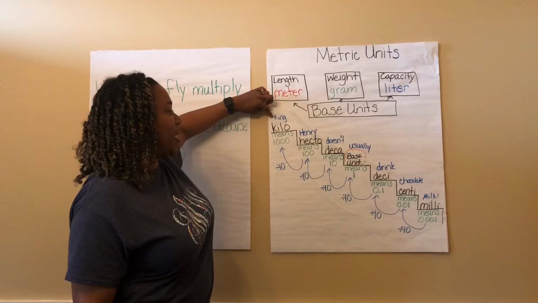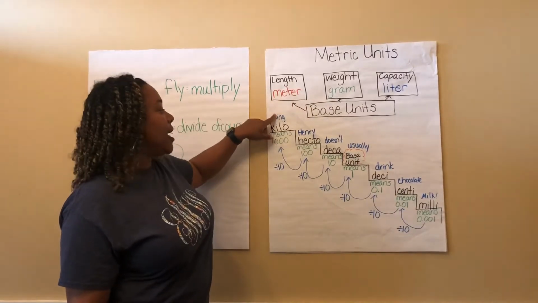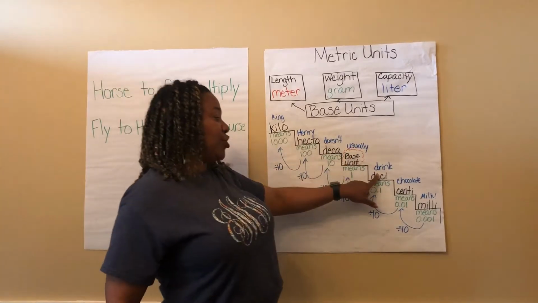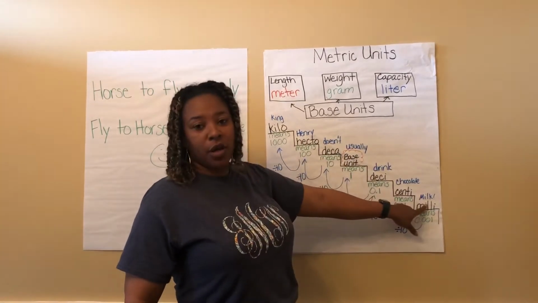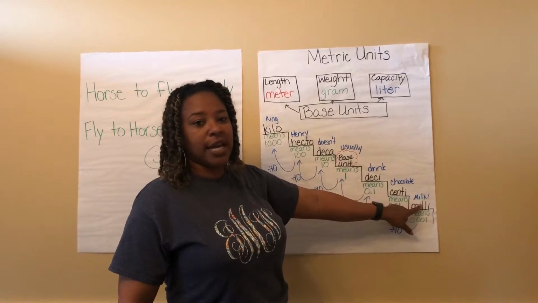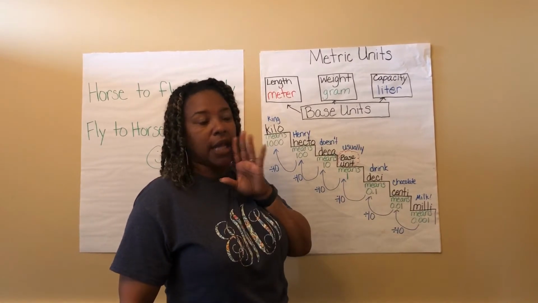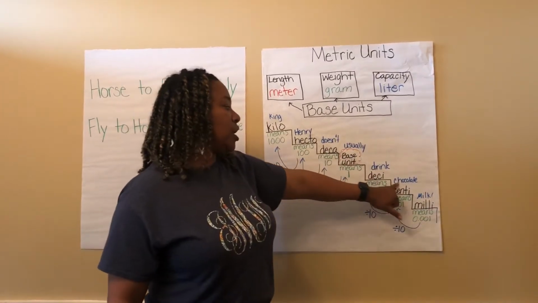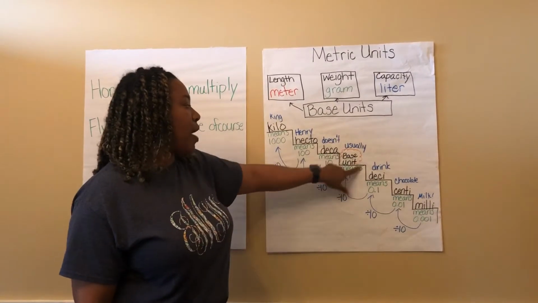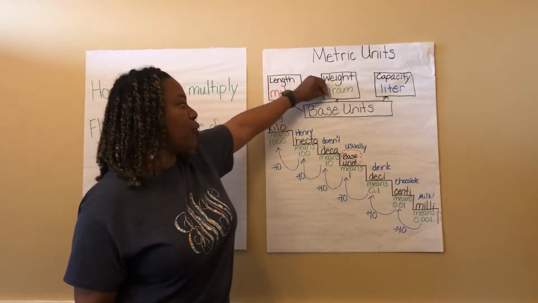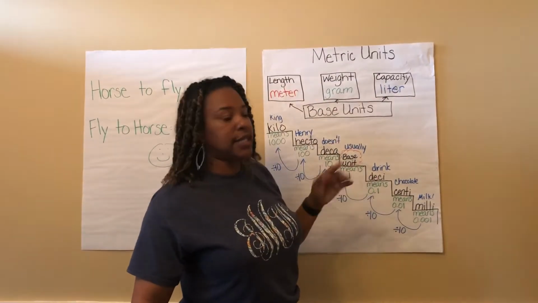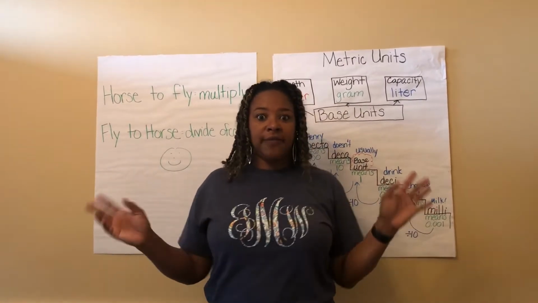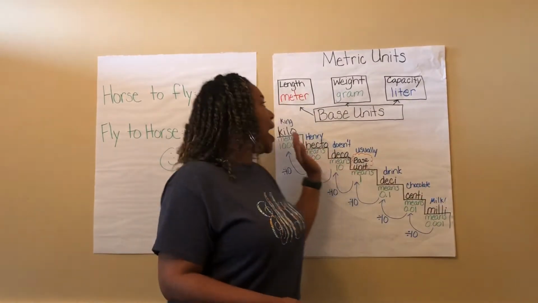For kilo, the K is for king. King Henry doesn't usually drink chocolate milk. You may have heard this different ways, but I don't like to say that King Henry died, so I like to say King Henry doesn't usually drink chocolate milk. This U is for our base units, which would be meters, gram, liter, whichever one we're using at the time. And remember Beyonce, to the left, same thing with our metric unit.